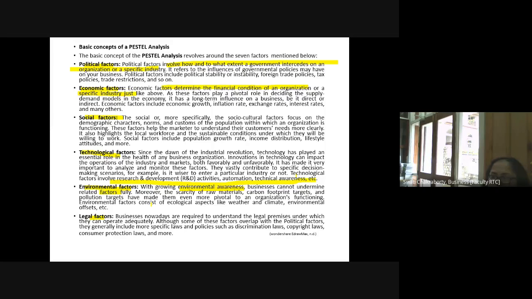Legal factors. Now, every business has to understand the legal conditions under which it would be operating in an economy. Some of these legal factors overlap with the political factors, but they generally include more specific laws and policies such as discrimination laws, copyright laws, consumer protection laws, and so on and so forth.